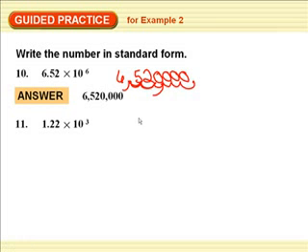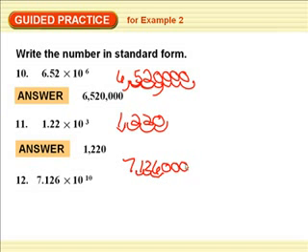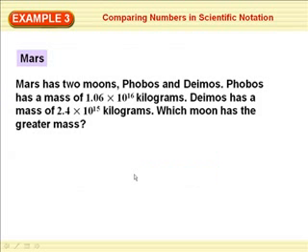This one, easier, I move it only 3 places. 1, 2, 3, add the 0, 1,200. So I got to move it 10. So it's 7.126. So I go 1, 2, 3, 4, 5, 6, 7, 8, 9, 10, comma, comma, comma, every third, 71,260,000,000. There's my number.